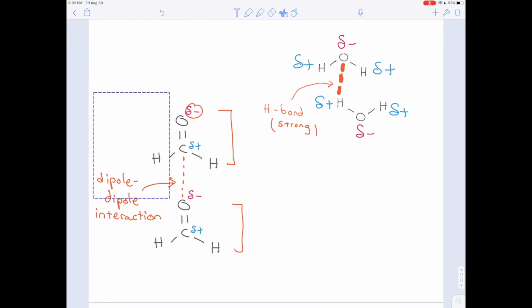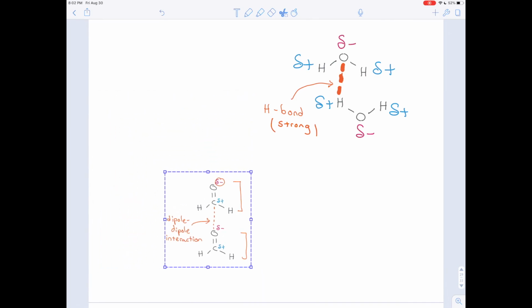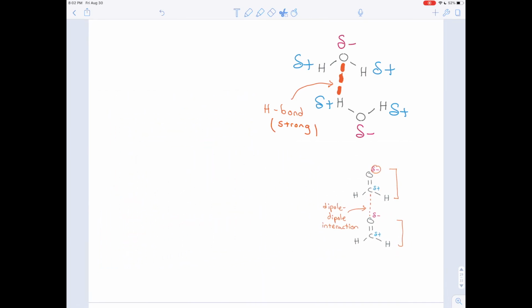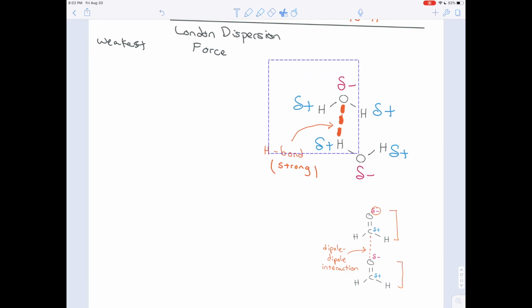Okay, last but not least, let's think about our third and weakest intermolecular force, London dispersion forces.